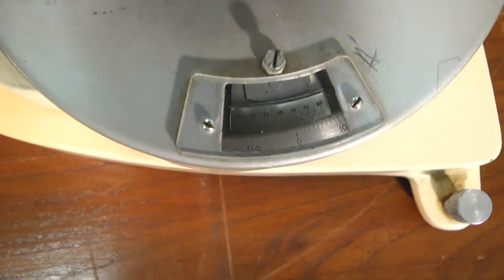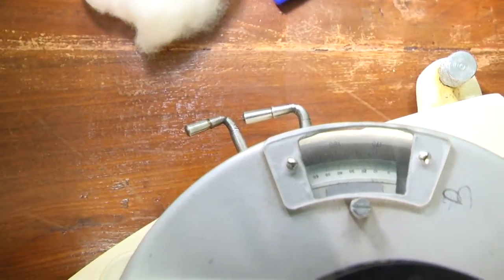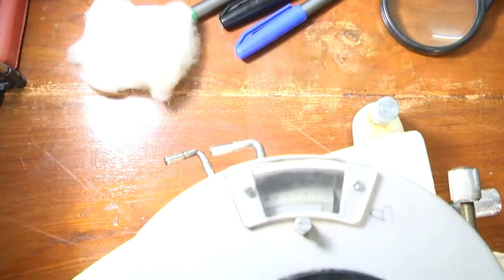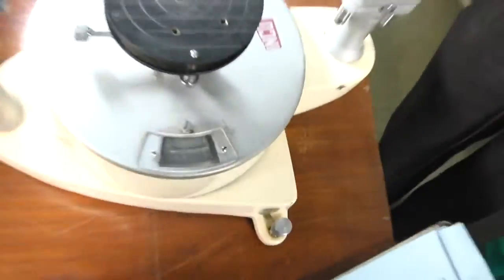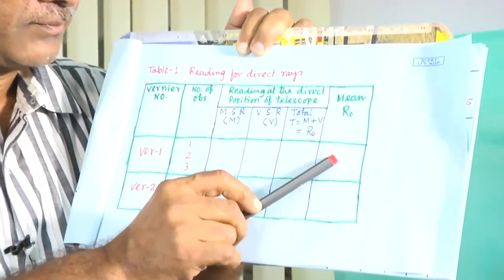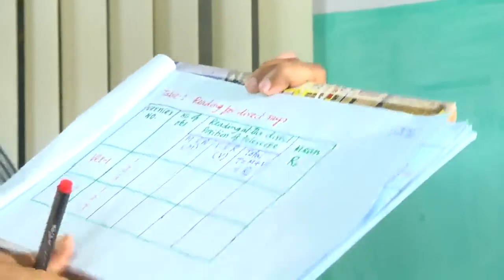So this is the direct reading of the telescope, that means this telescope is parallel to the collimator. Direct light from the collimator is falling on the telescope, and we are seeing the image, and we find the position of the telescope at direct rays in this method. One has to calculate the mean R0 for vernier 1 and mean R0 for vernier 2. Okay. Now next what we have to do? Next we will take data.